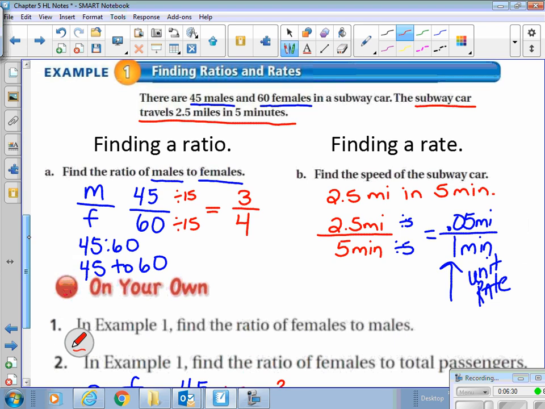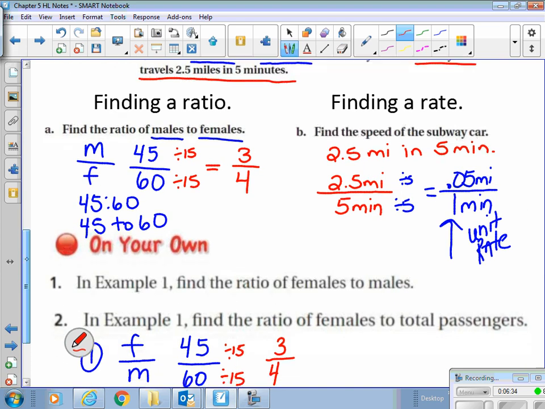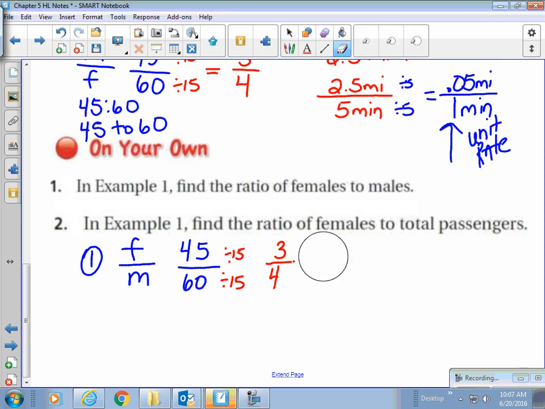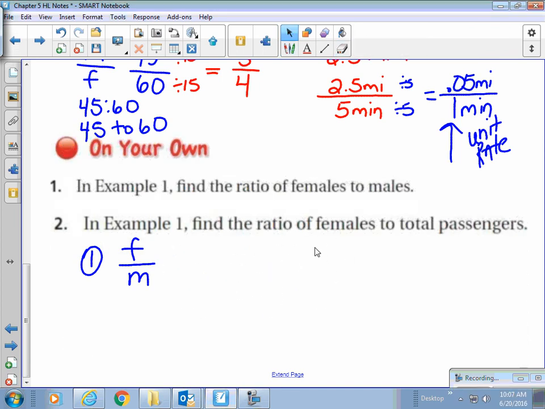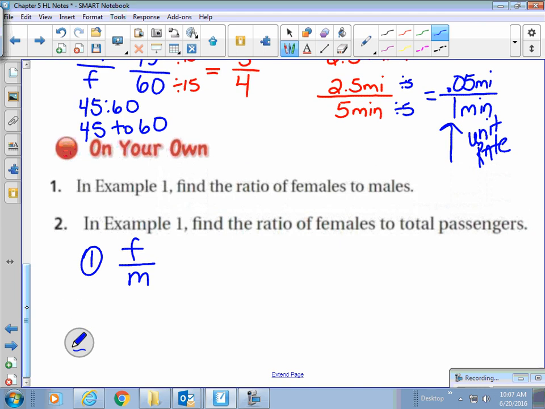Did I do that wrong up here? I'm sorry, females to males should be 60 over 45. I just flip-flopped it. I knew that it was wrong because it gave me the same answer that I had up top, so that would be your clue. If we already did males to females and it was 3 to 4, it wouldn't make sense that females to males would also be 3 to 4.